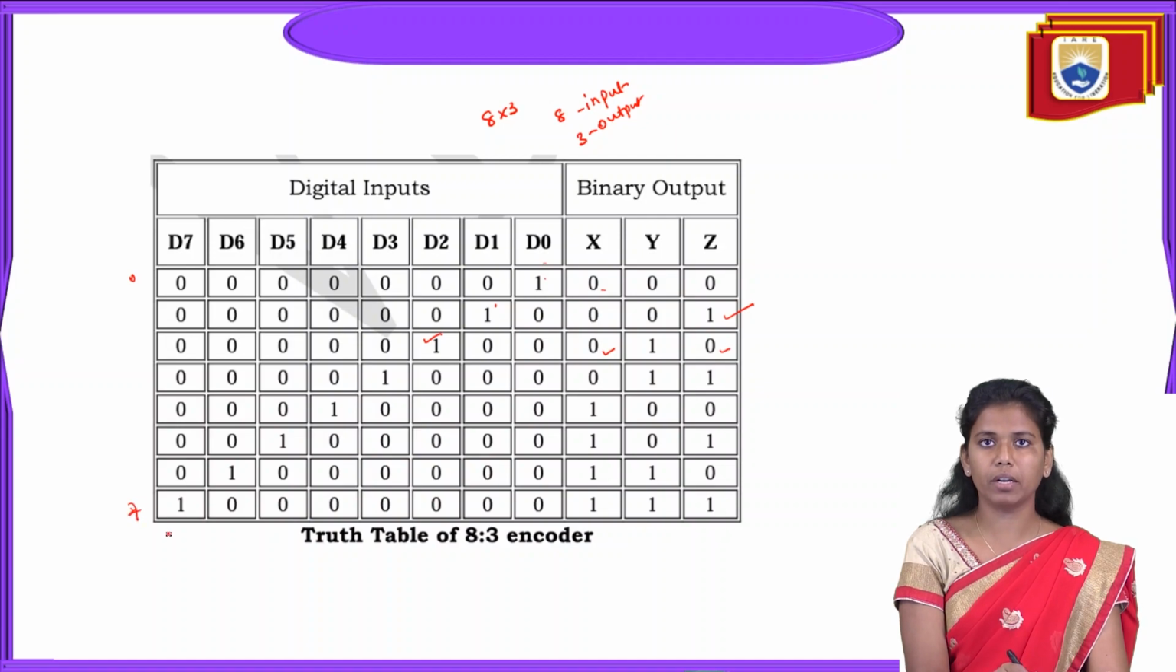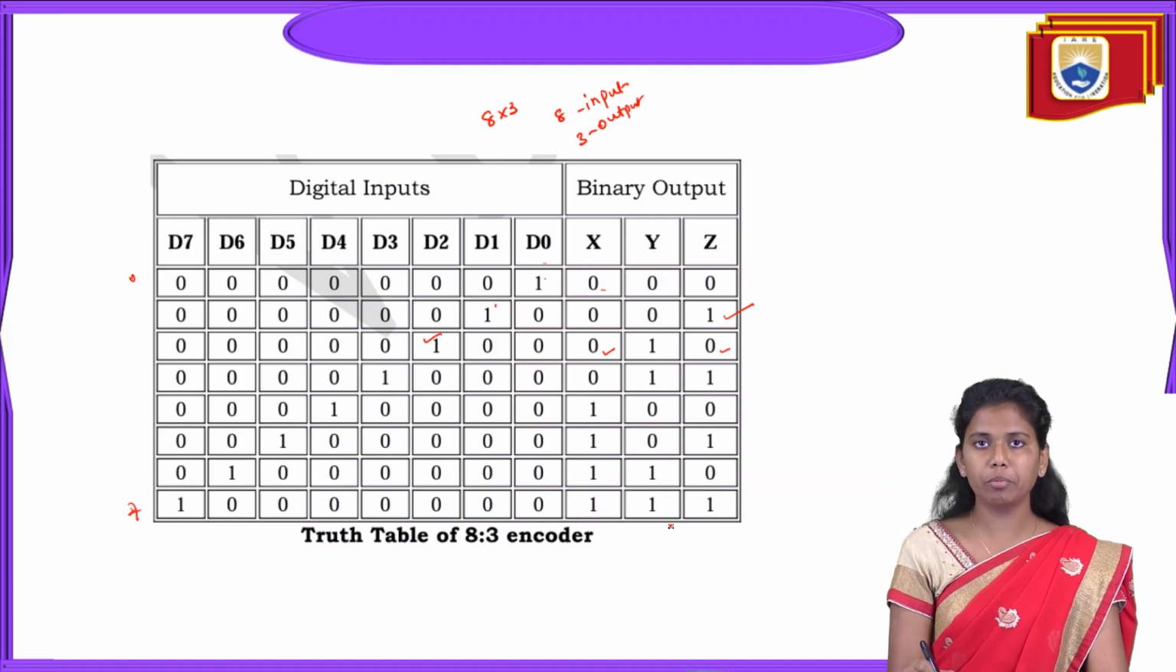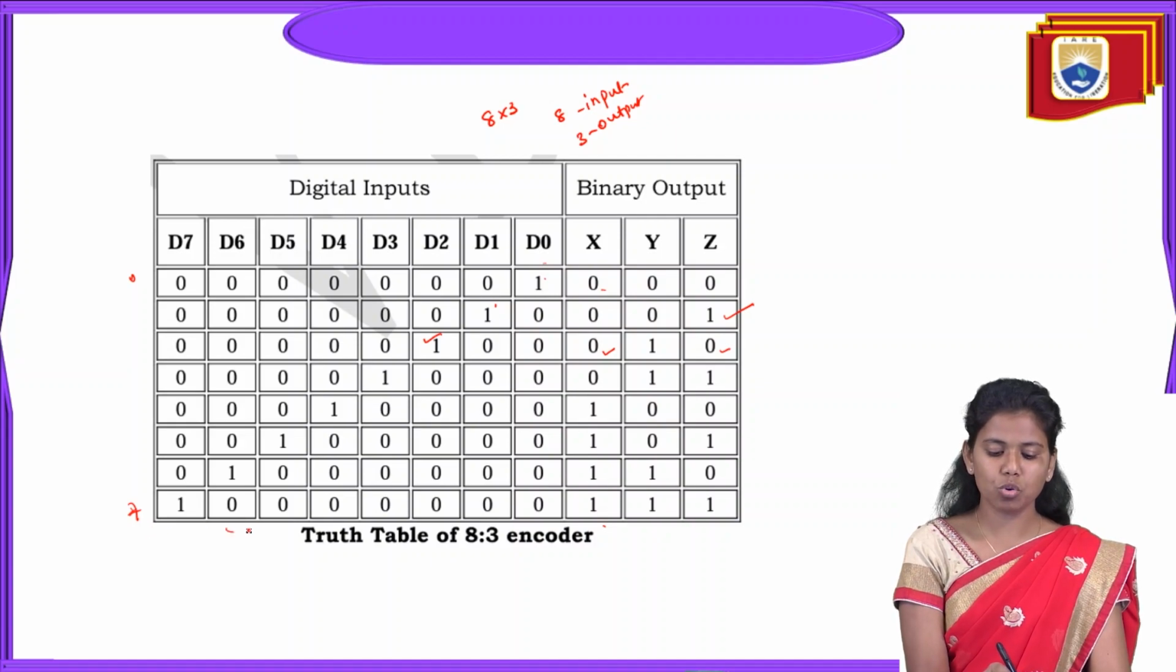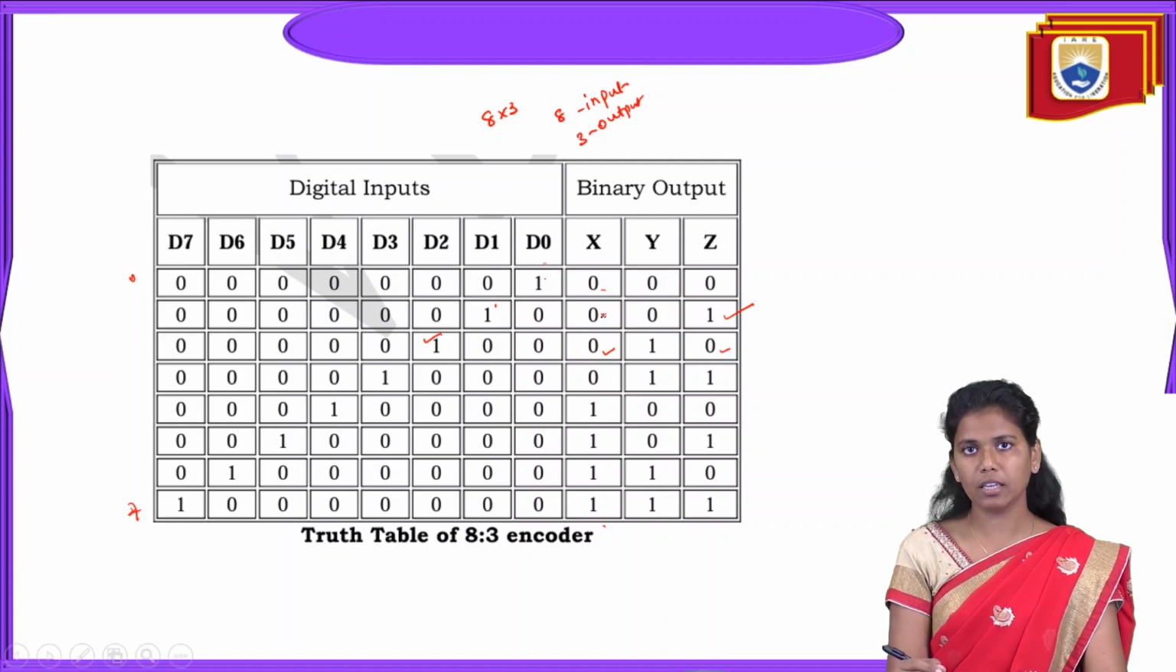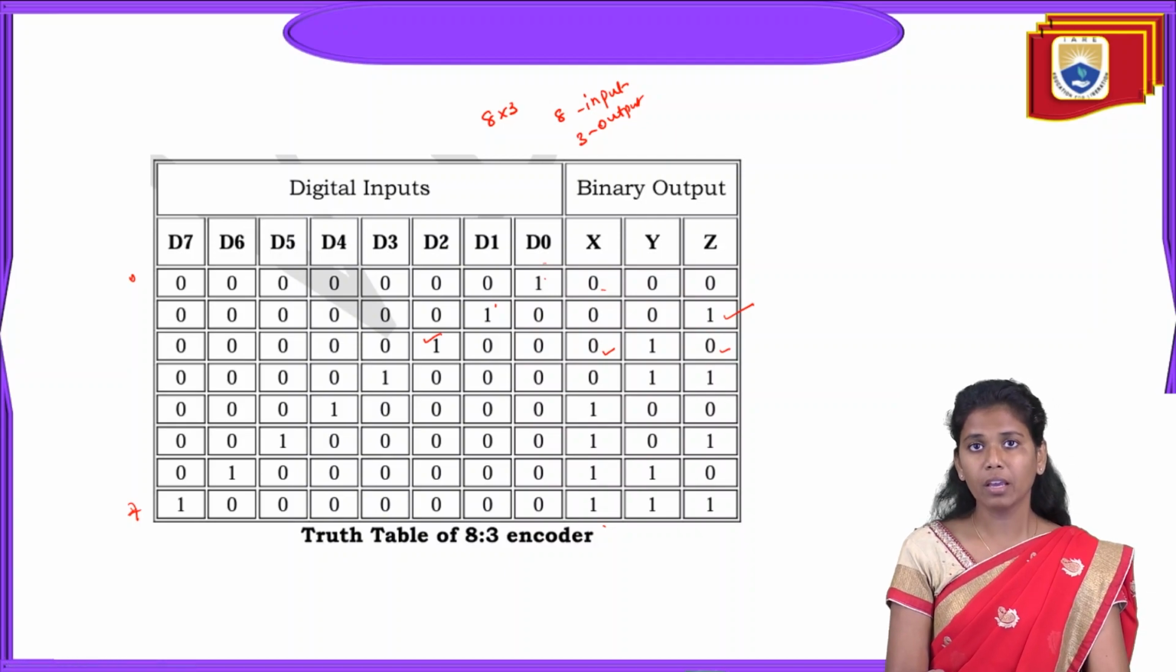So at the 7th bit, D7 is enabled based on the output I'm getting as X, Y and Z. When D7 is enabled, all the rest of the bits are disabled, and the binary output would be 1, 1, 1 as X, Y and Z. So this is a basic explanation of the truth table of the 8x3 encoder.